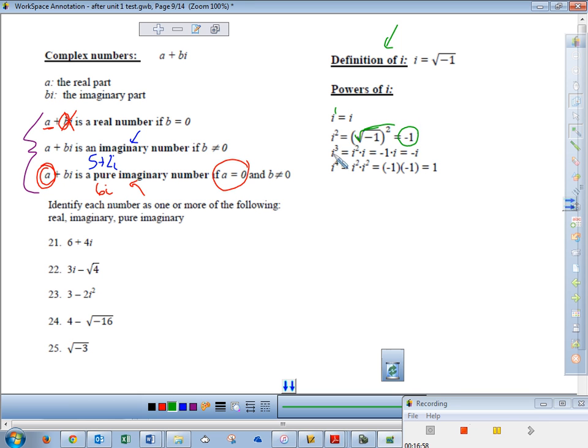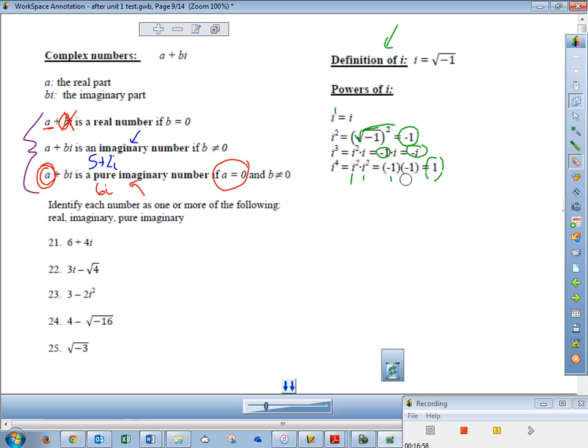And then i cubed is the same thing as i squared times i. Well, since i squared we just said was negative 1, you've got negative 1 times i, so i cubed can be simplified down to negative i. And finally, i to the fourth is like i squared times i squared, which is really like negative 1 times negative 1, which of course is a positive 1. Yippity-doo-dah. If you need help with these powers of i, let me know, and I will help you. Now let's go through these problems.